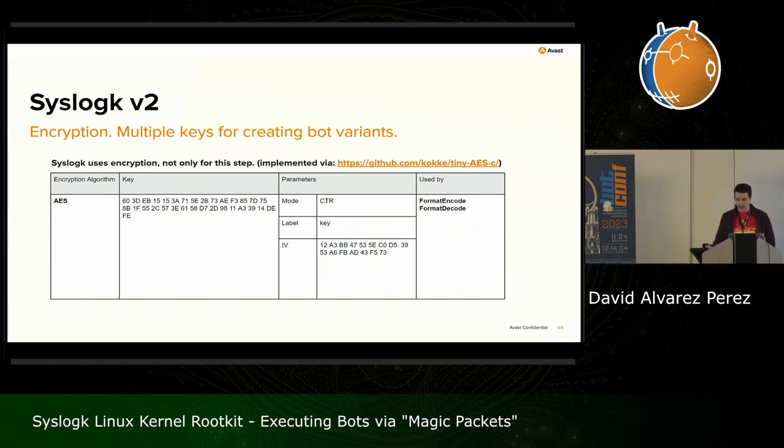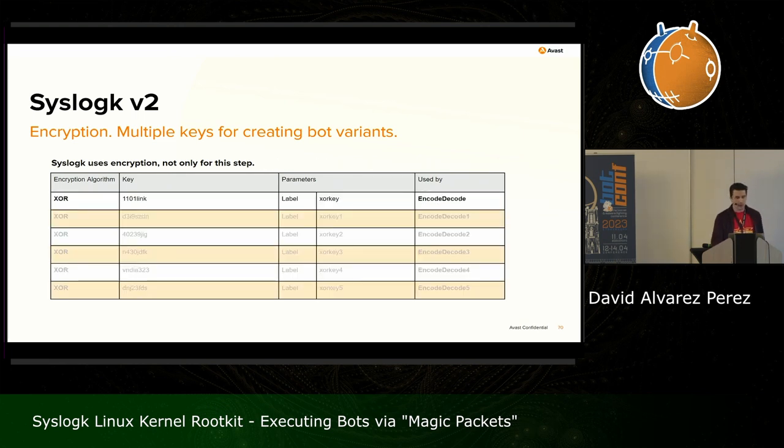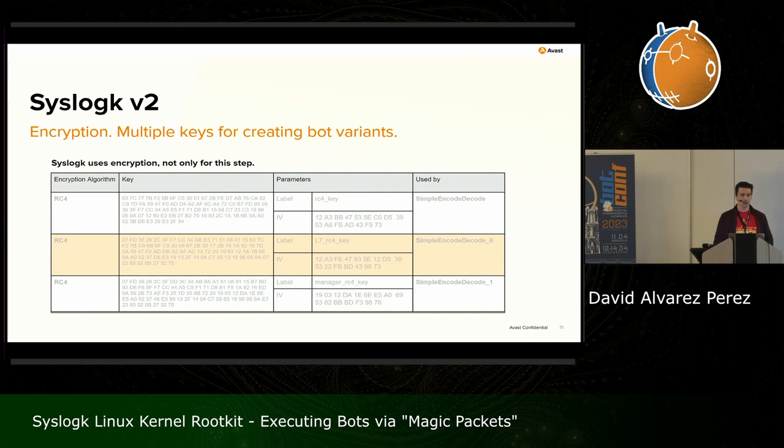This is not the only place where encryption is used. You can see that it uses AES encryption, and this is the implementation, this GitHub repository. You can see that it uses one XOR key, which is an alternative solution to the magic value that it was using, 1123344. There are also more keys and functions that are not used by this sample, but those can be used in other samples. And you can see that it also contains code with RC4 encryption, with the keys, the IVs and all the parameters, with other functions that are also not used in this sample, but maybe in other samples those are used.